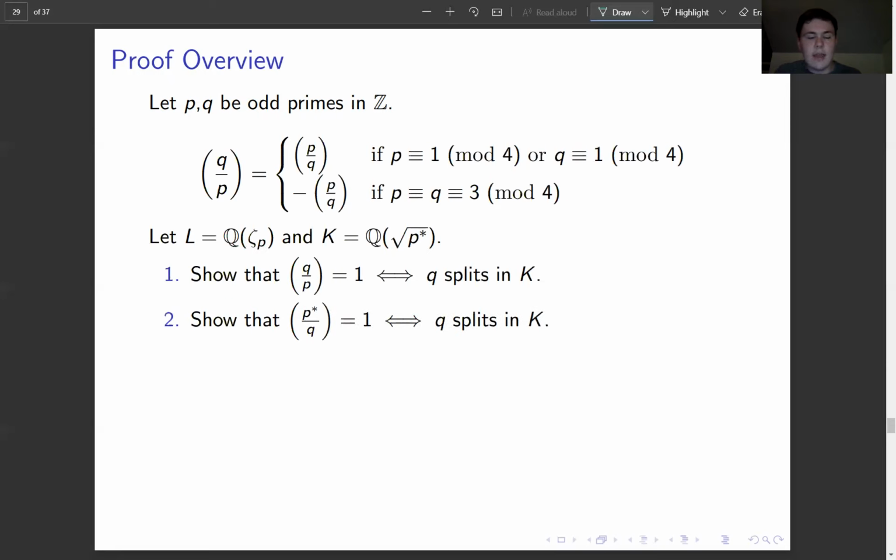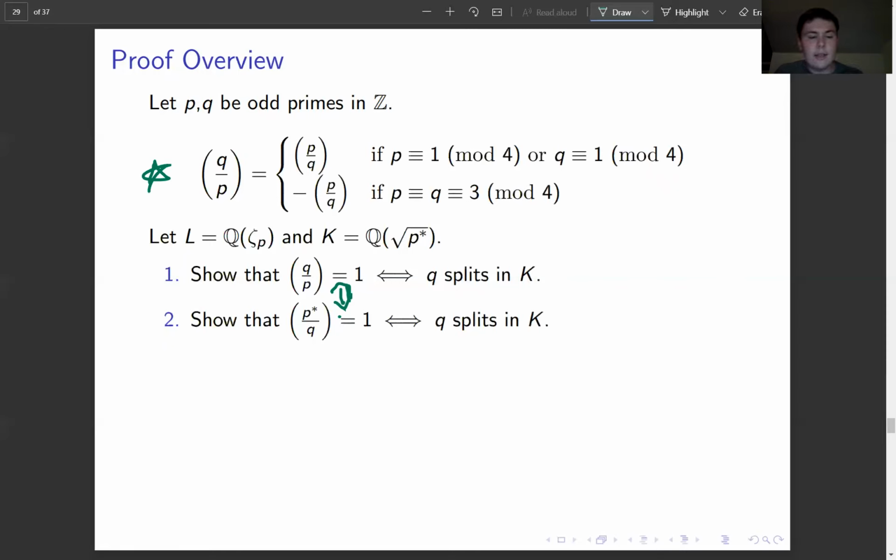Next, we're going to show that p star is a quadratic residue of q, if and only if q splits in K. Now, since these are the same condition, we're going to get that (q/p) is 1 if and only if (p*/q) is 1. And I claim that this is equivalent to saying this part up here. So this, the way we defined the theorem before, is the same as saying that these 2 are always true in the same cases. So if you want, you can pause the video and try to convince yourself of that. It's not too hard.